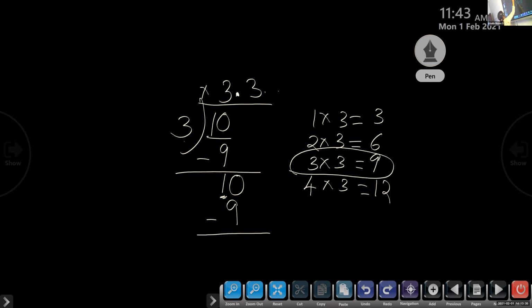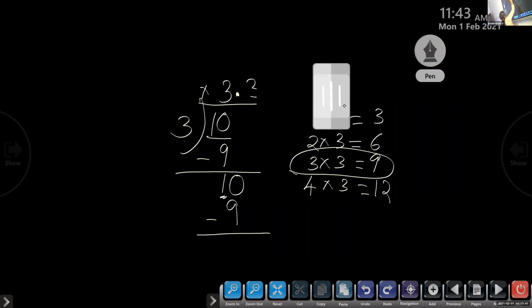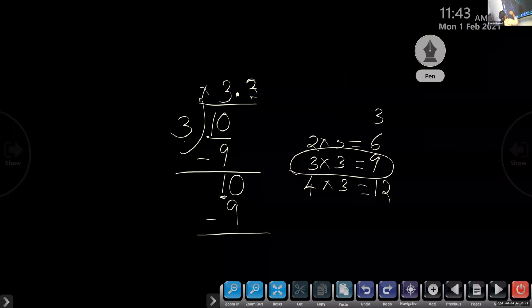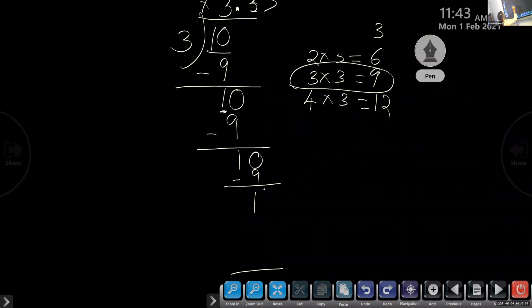We will not add it in between like this. Whatever time we add 0, no, only one time we will add the decimal point. So 3 threes are 9. Again remainder, again 3 threes are 9, and this is repeating. So the answer will be 3.333. We will do only 3 digits, then we will stop.